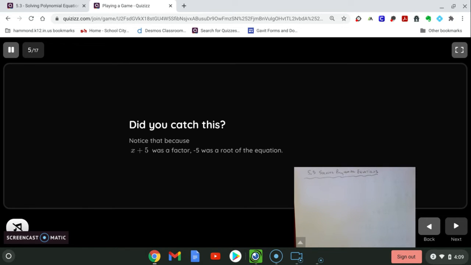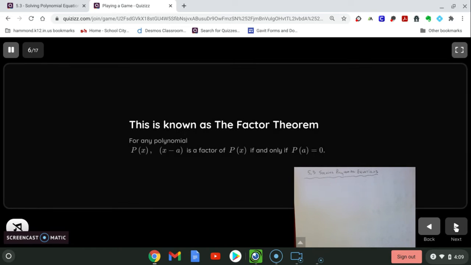So I want to point out that you notice that because x plus 5 was a factor, negative 5 was a root of the equation. x plus 5 equals 0. When we solved it, x equals negative 5. And this is known as the factor theorem. We're going to use this as we move on through the remainder of the unit.